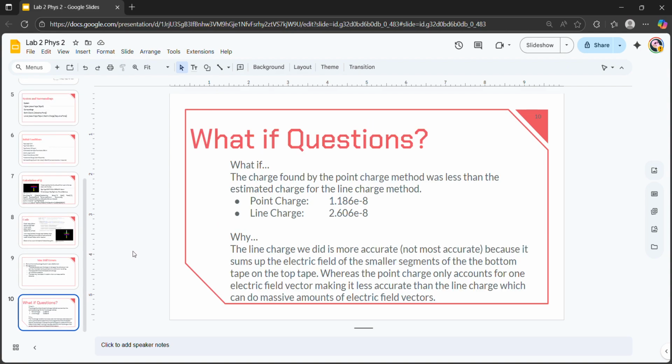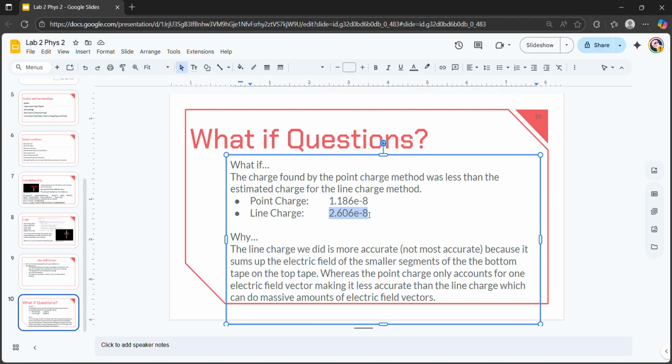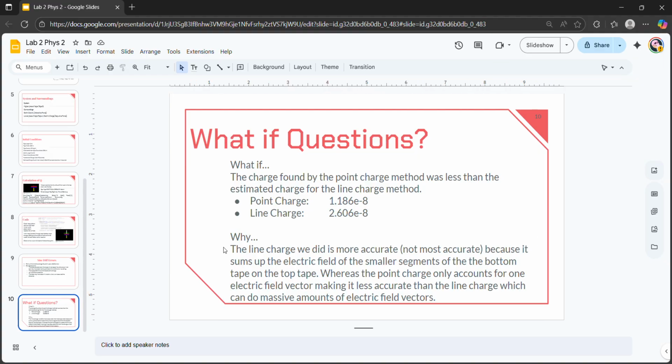Now, what-if questions. The charge that we found by the point charge method was less than the estimated charge for the line charge method. We found that we needed a higher charge for the line charge method. Why? The line charge we did was more accurate. This one was the most accurate. But if we did it by only considering 10 points, it'd be less accurate than considering every point.